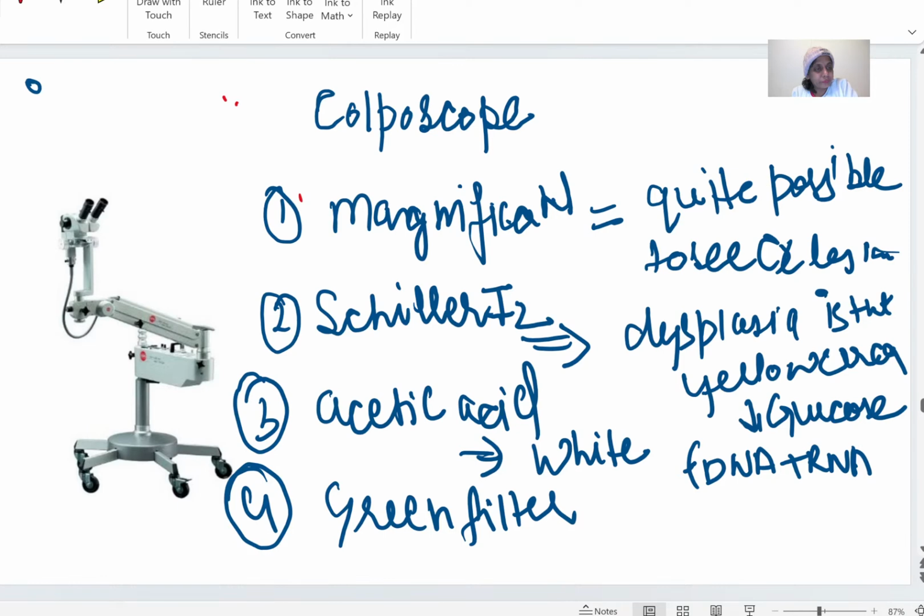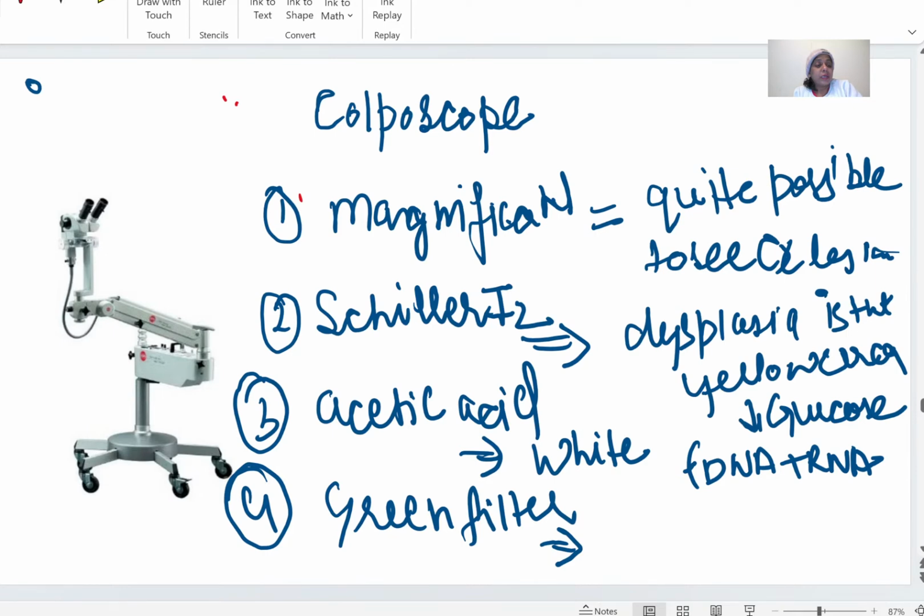Okay, whenever we use a green filter on the cervix, the blood vessels are seen as white. Blood vessels are seen as white. Therefore, every dysplasia area has vascularization.